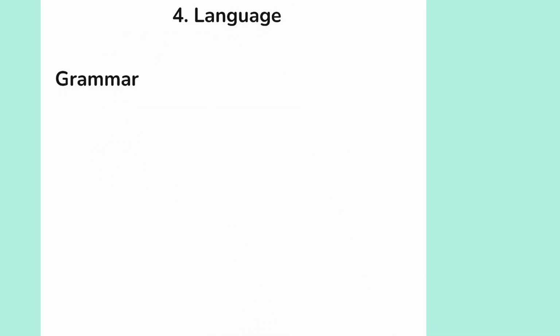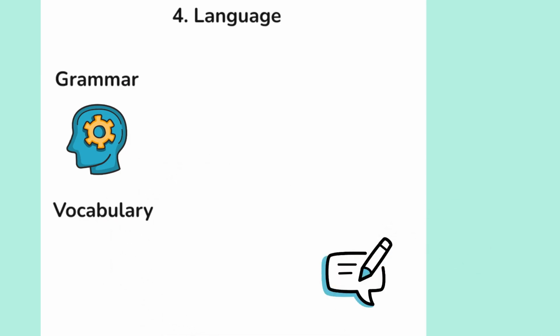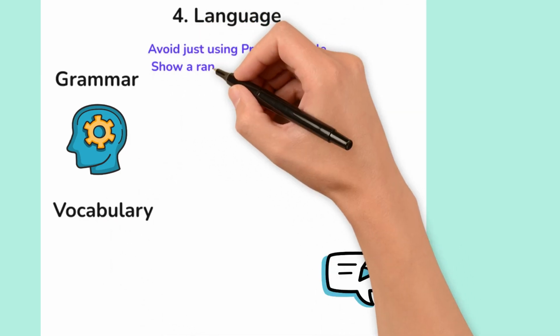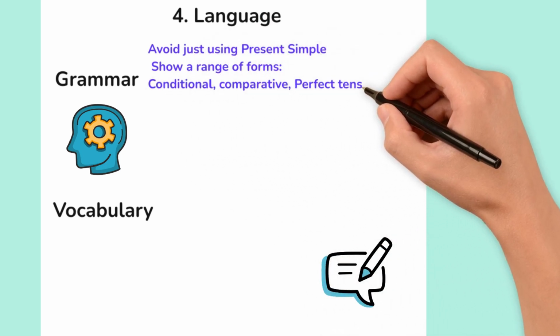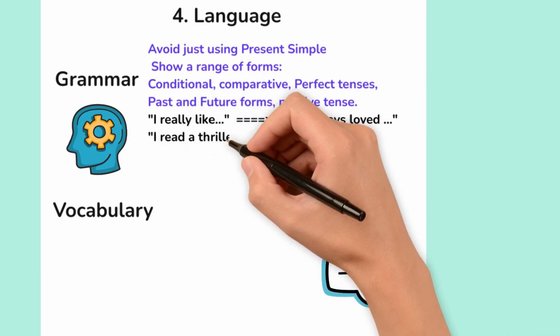The final assessment criteria is language, and that means using good grammar and some interesting vocabulary. The main thing here is don't just use present simple. Have a range of tenses. Try and get some other forms in there, like conditionals, comparatives, or passive tense.